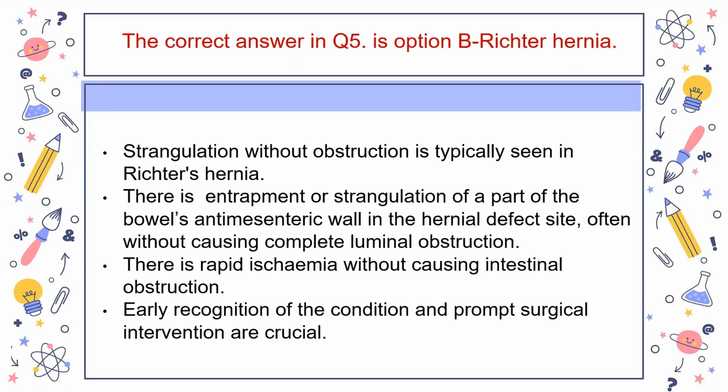A strangulation without obstruction is typically seen in Richter's hernia. In this hernia, there is entrapment or strangulation of a part of the bowel's antimesenteric wall in the hernial defect site, often without causing complete luminal obstruction. It causes rapid ischemia without causing intestinal obstruction.